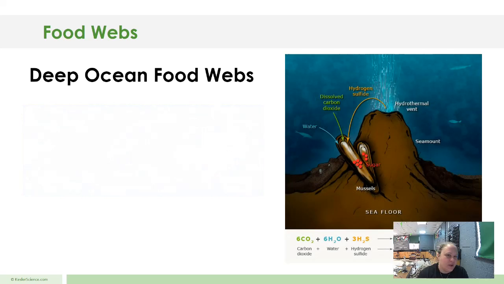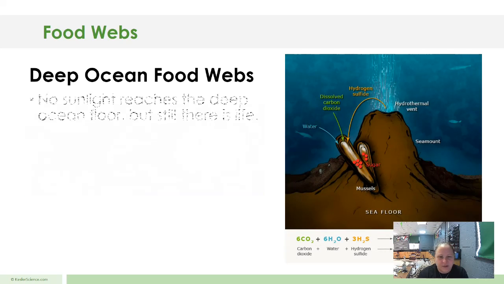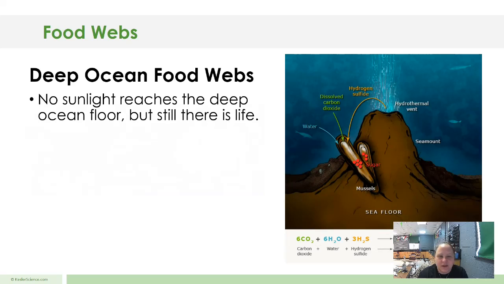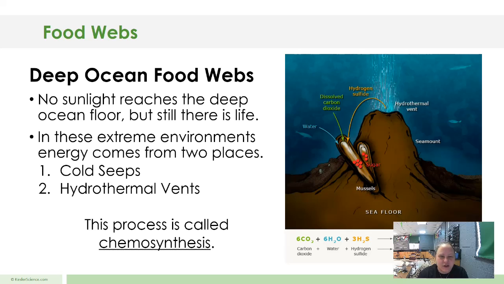Deep ocean food webs. In the ocean there are different food webs. At the bottom, no sunlight reaches the deep ocean floor, but there is still life there. In these extreme environments, energy comes from two places. Just like the upper part of the ocean and the land get their energy from the sun, at the bottom of the ocean energy comes from two different places: the cold seeps and the hydrothermal vents. This process is called chemosynthesis.